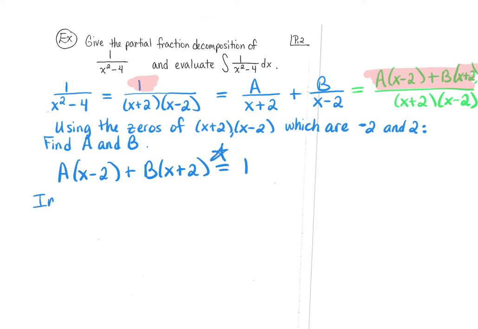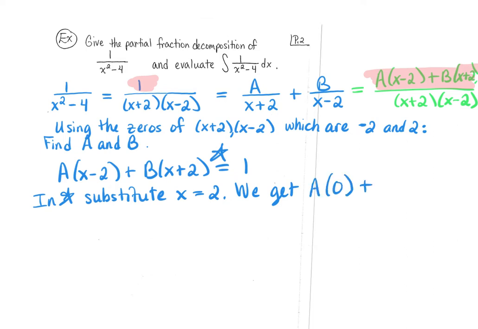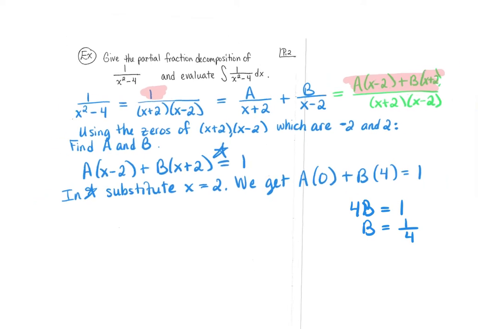So in star, substitute x equals 2. When we do that, we're substituting that in here. So we get a times 0 plus b times 4 equals 1. So again, 2 minus 2 is 0. 2 plus 2 is 4. Okay, so this gives us 4b is equal to 1, or b is equal to 1/4. Okay, perfect. So now we need to find a.